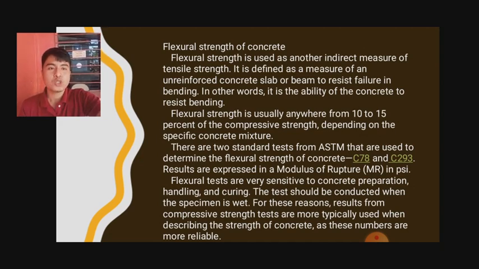Flexural strength is usually anywhere from 10 to 15% of the compressive strength, depending on the specific concrete mixture. There are two standard tests from ASTM that are used to determine the flexural strength of concrete, the C78 and C293. Results are expressed in the modulus of rupture or MR in PSI. Flexural tests are very sensitive to concrete preparation, handling, and curing. The test should be conducted when the specimen is wet. For this reason, results from compressive strength tests are more typically used when describing strength of concrete, as these numbers are more reliable.